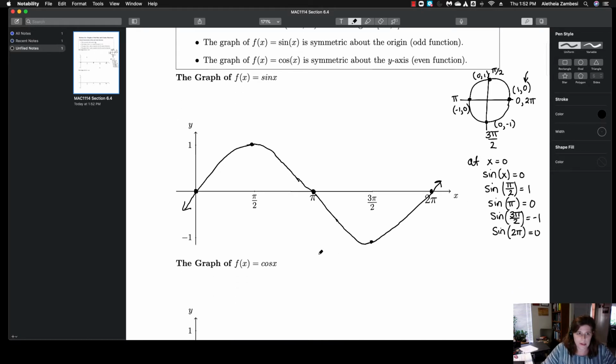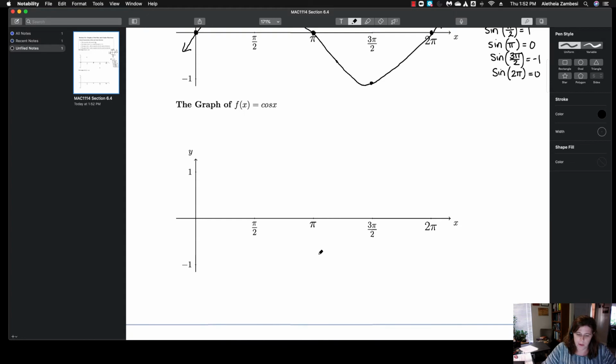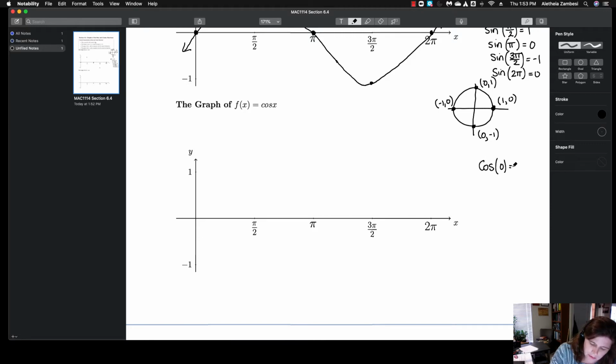Now when you look at the cosine graph, we're going to plot it the same way using the unit circle, but with cosine, we're talking about the x coordinate. If I were to put those coordinates back on the unit circle, at 0 we're at 1, 0. At pi over 2 we're at 0, 1, then negative 1, 0, and 0, negative 1. So for cosine, the cosine of 0 is equal to 1. Cosine of pi over 2 is 0.